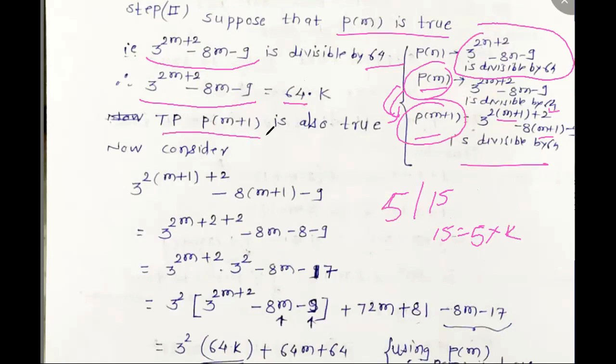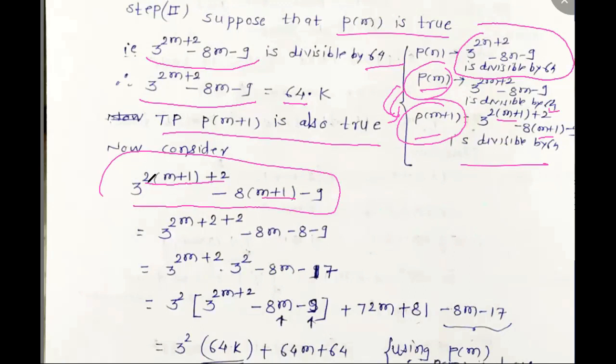Now we have to prove that P of m plus 1 is true. What is P of m plus 1? Here replace n by m plus 1. We get 3 raised to 2 into m plus 1 plus 2, minus 8 into m plus 1, minus 9, so n is replaced by m plus 1. Whatever we get, we have to show that P of m plus 1 is true. That means this number is divisible by 64.